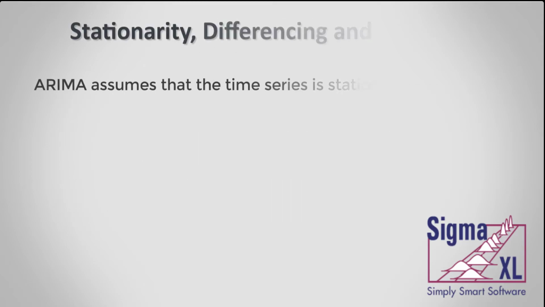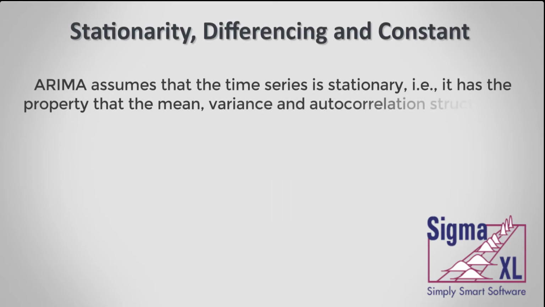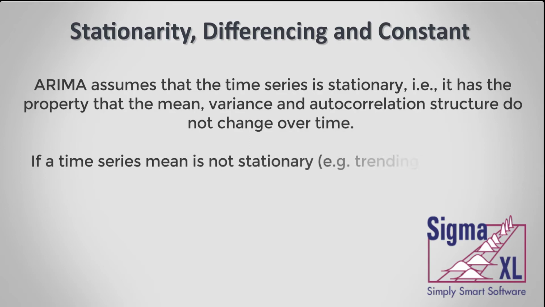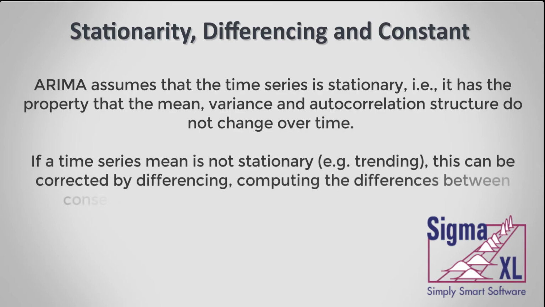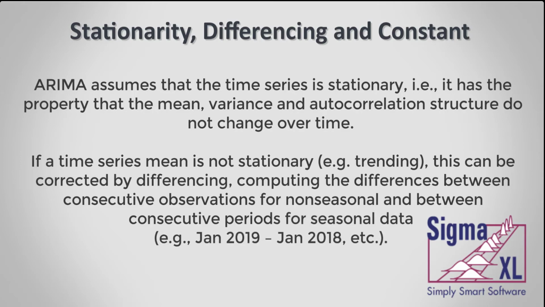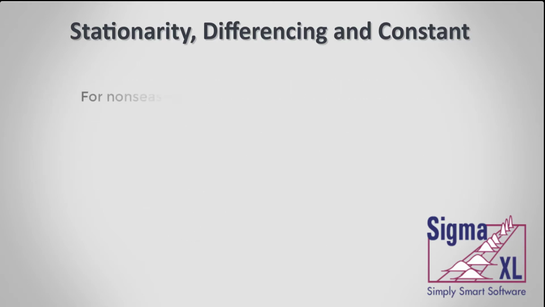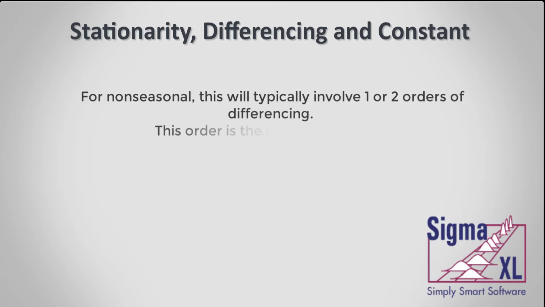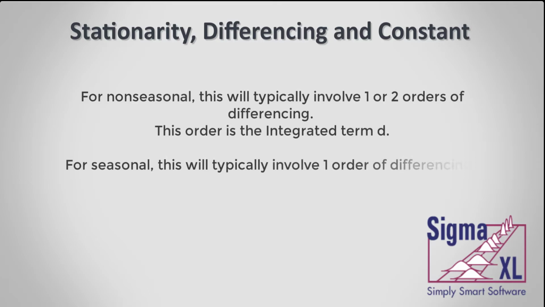ARIMA assumes that the time series is stationary, that is, it has the property that the mean, variance, and autocorrelation structure do not change over time. If a time series mean is not stationary, for example trending, this can be corrected by differencing, computing the differences between consecutive observations for non-seasonal and between consecutive periods for seasonal data. For non-seasonal, this will typically involve one or two orders of differencing.